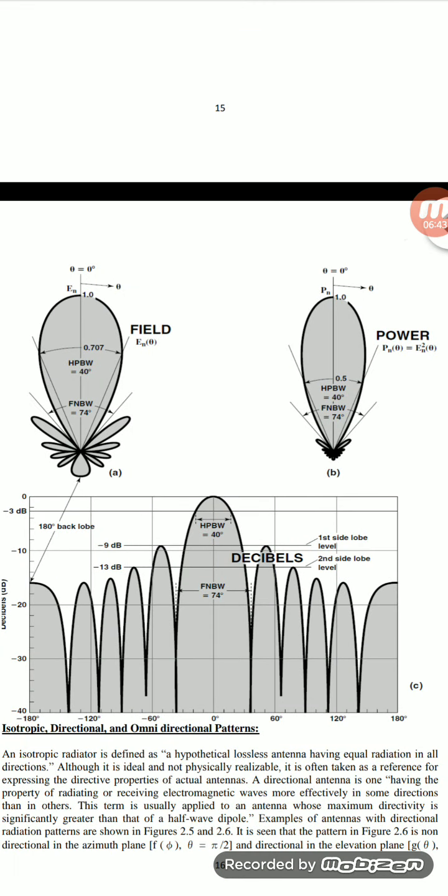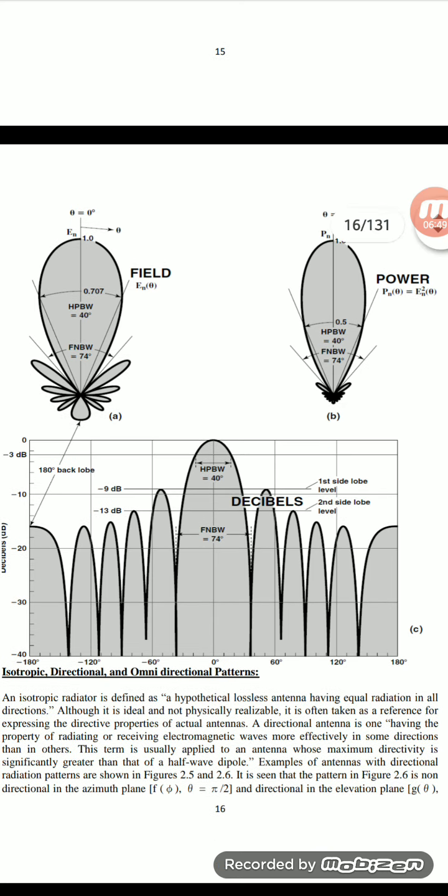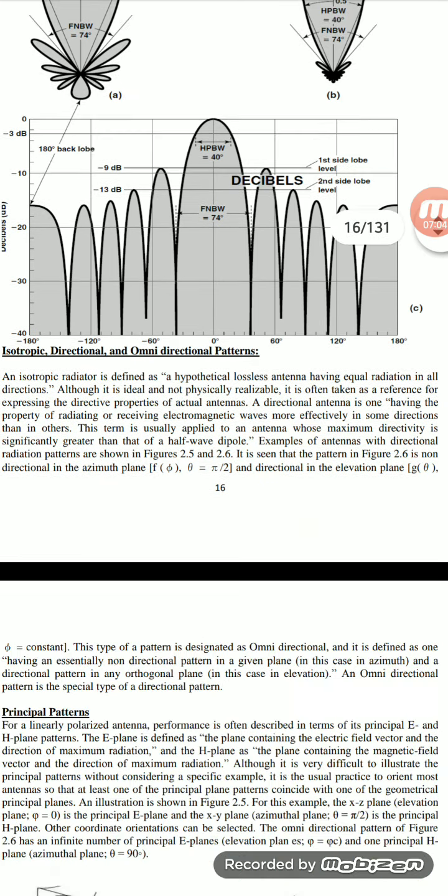See guys, power and field. This is the 40 degrees antenna. These are the patterns of the antennas, where signals can generate a second side lobe level and a first side lobe level, about minus 30 dB and 9 dB, with totally 180 degrees back lobe.